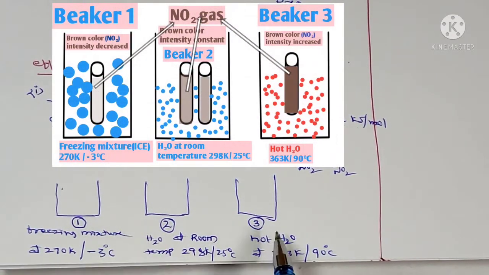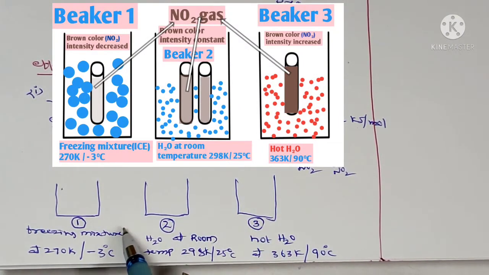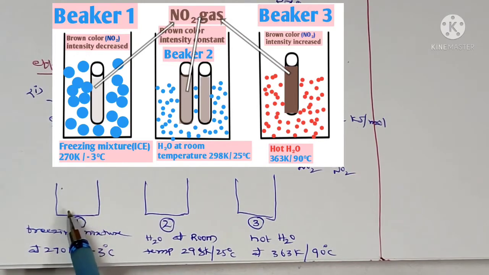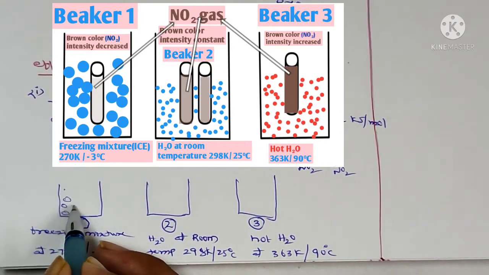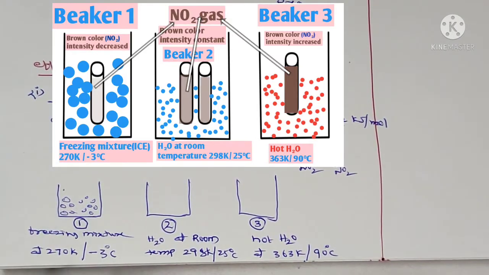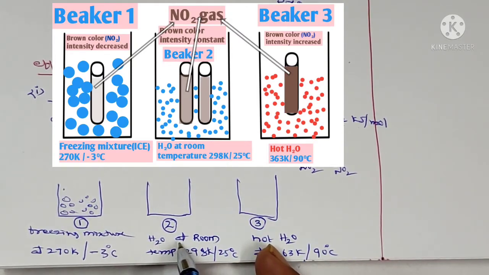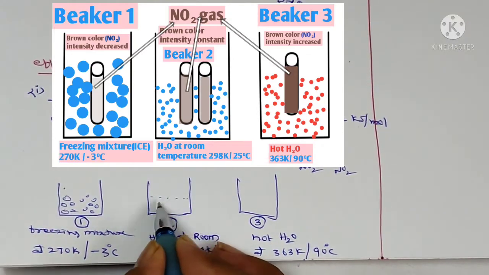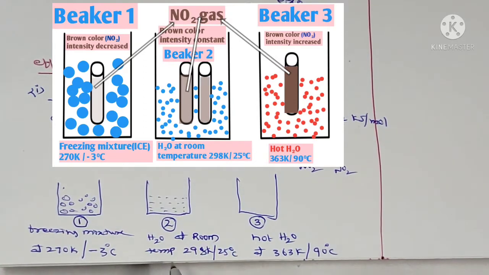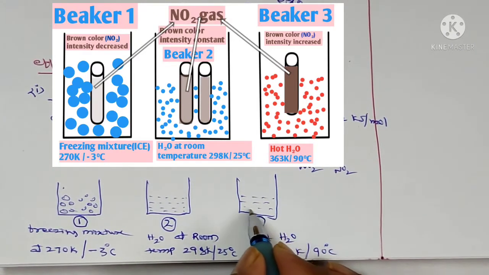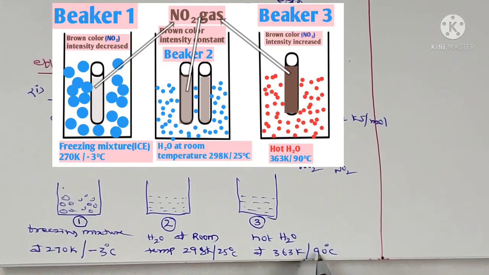Here I am taking three beakers, each at a different temperature. In beaker 1 I am taking a freezing mixture, the ice, at 270 Kelvin, which is minus 3 degree centigrade. In beaker 2 I am taking normal water at room temperature, 298 Kelvin or 25 degree centigrade. And in beaker 3 I am taking hot water at 363 Kelvin or 90 degree centigrade.